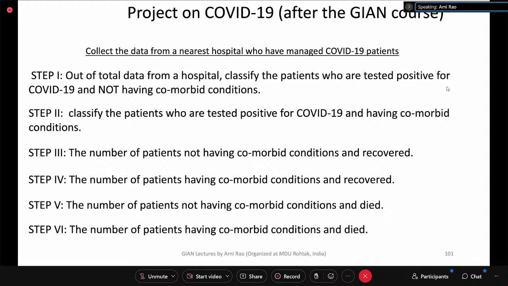So this is a project after the GAN program. You all can try. First step is to go to the nearest hospital. This is the basic thing you need to do.